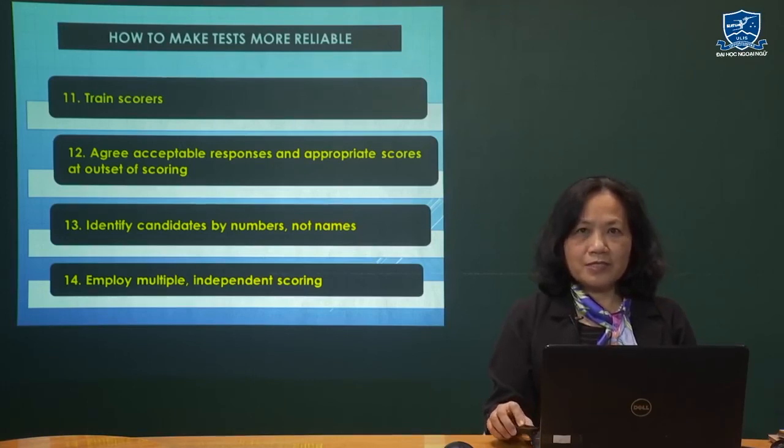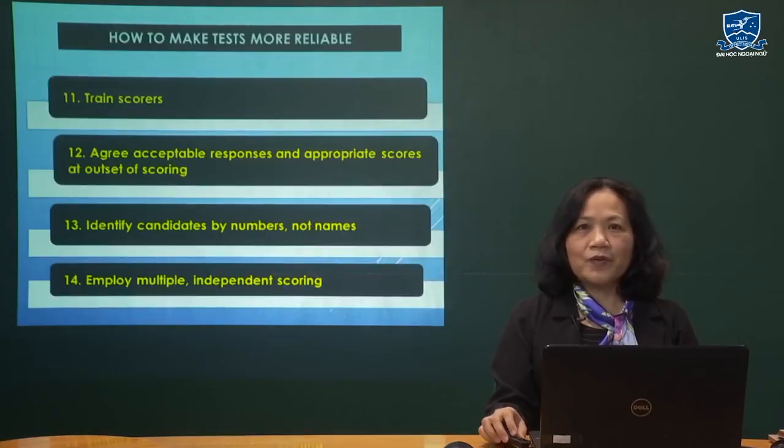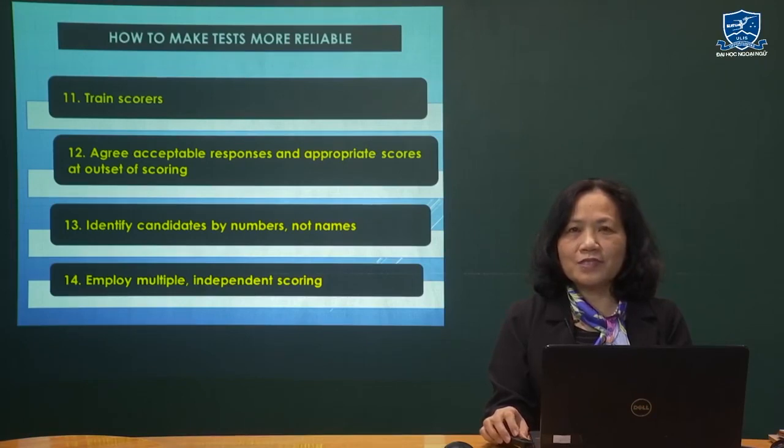In today's session, we talked about validity, what it is. We also talked about how to measure different types of validity and how to make a test more valid. As the second part of today's session, we talked about reliability, what it is, why it is important, and how to make a test more reliable. I hope that you will be able to apply many of these things that we talked about today in your own testing and your own teaching.